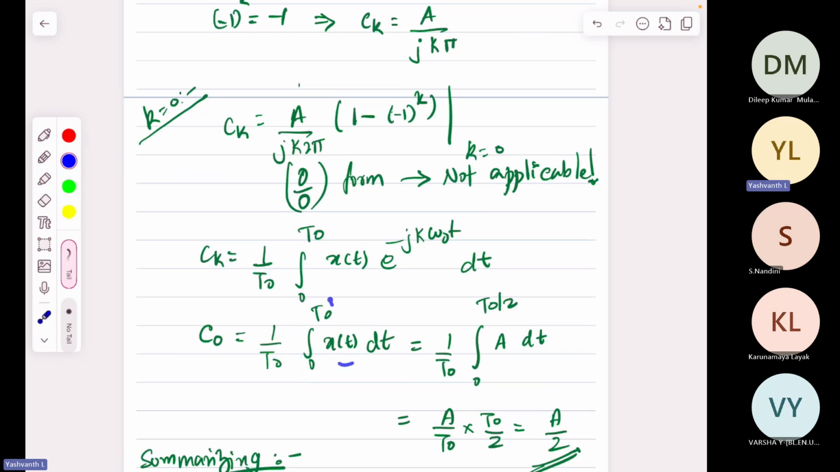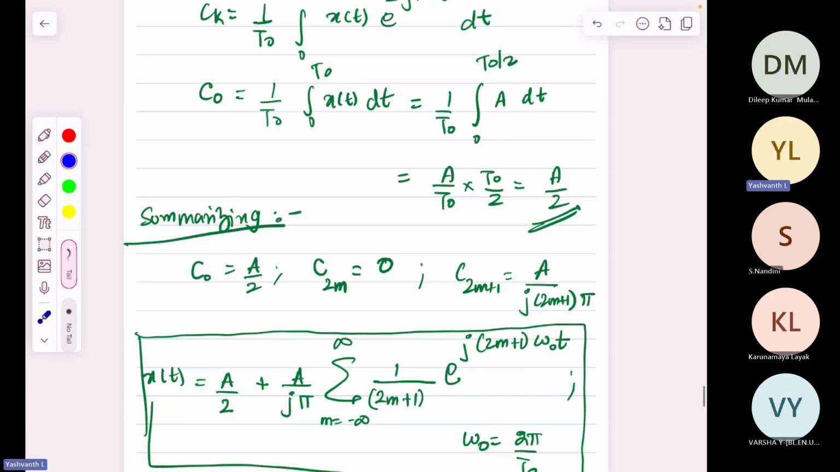But we know that x of t, from 0 to T naught by 2, takes the value A, and from T naught by 2 to T naught it takes the value 0. Therefore, you can split this integral into two parts. The second integral goes to 0. So the first integral is 0 to T naught by 2 of A dt. But A is a constant, take it out, so it becomes A by T naught into T naught by 2, which is equal to A by 2.